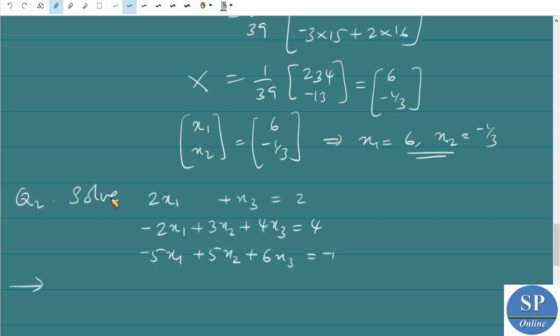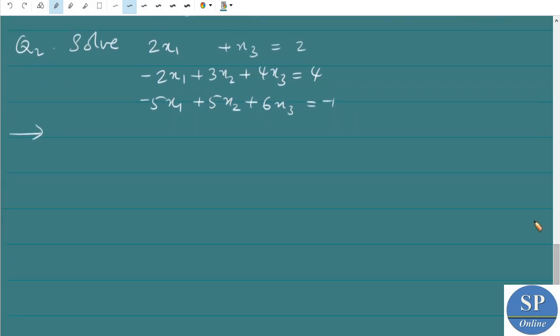Okay. The next question is: solve 2x1 plus x3 equal to 2, minus 2x1 plus 3x2 plus 4x3 equal to 4, and minus 5x1 plus 5x2 plus 6x3 equal to minus 1. So this is a system of three equations in three unknowns. Here the unknowns are x1, x2, and x3. Okay.